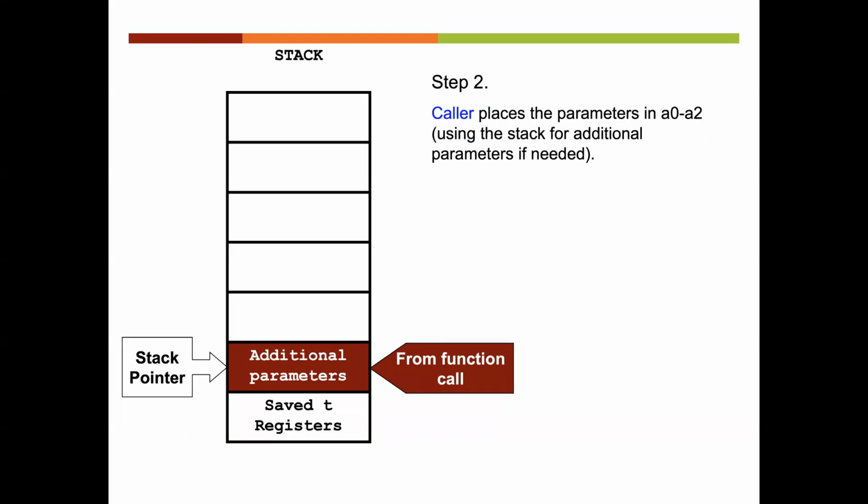Next, our caller would need to place appropriate parameters into our A registers, A0 to A2. This allows the stack to be used for storing additional parameters as needed. From our caller function, the additional parameters are stored and our stack pointer is incremented.